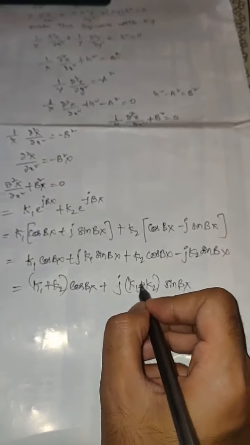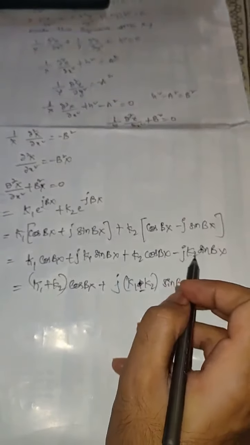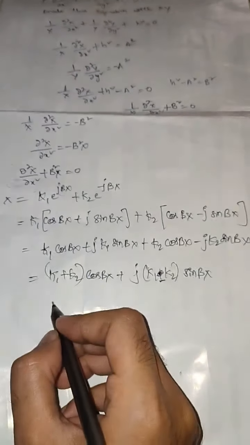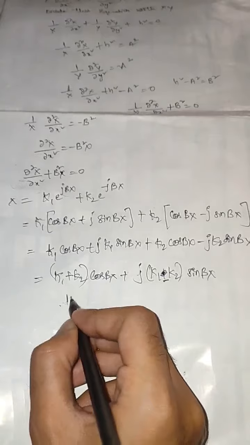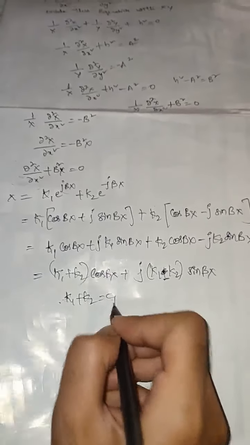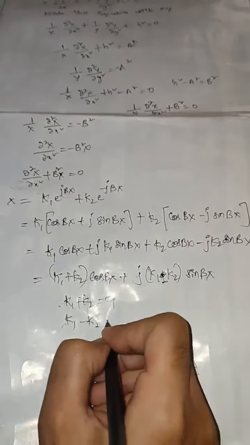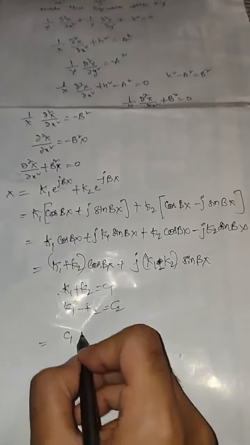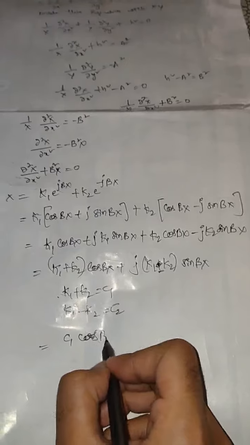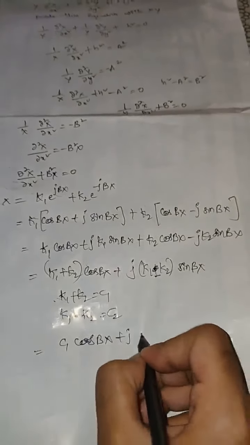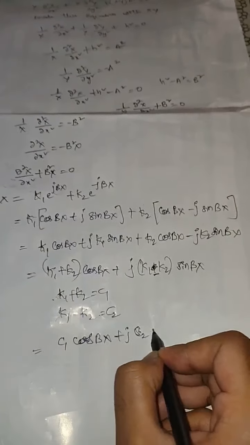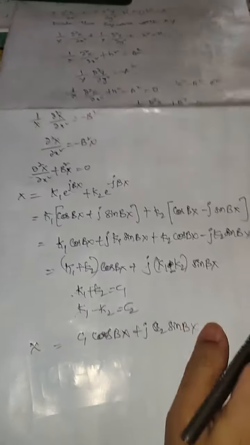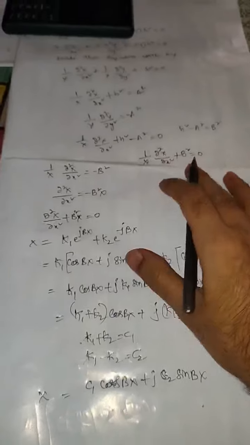So this should be k1 minus k2. Why? Because this is a minus. So k1 plus k2 can be written as c1, and k1 minus k2 can be written as c2. If you substitute that expression, we get c1 cos bx plus j c2 sine bx. So this is the expression for x, and now we'll see the expression for y.